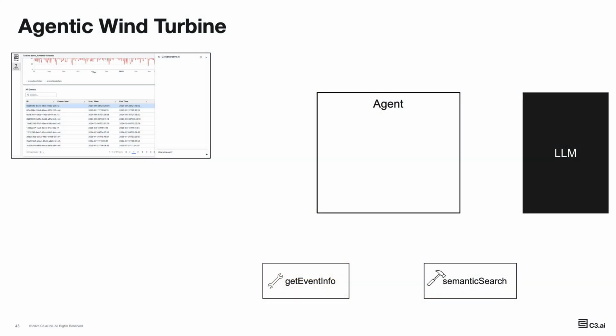Okay, and now we will try to switch back to the slides. Okay, so let's see how that worked behind the scenes. So we have our UI, right? And we have an agent, we have an LLM, we have tools, right? So the UI asks the question, what is this event? And we have the context of a particular turbine in a particular event.